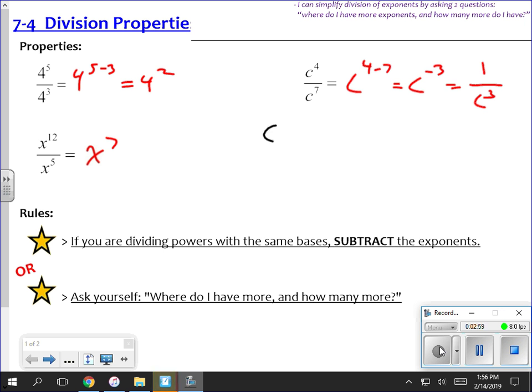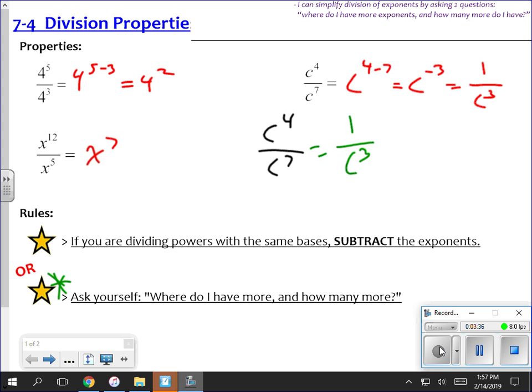The other possibility, and this comes from this down here, is just subtract and put your answer where the larger exponent is to begin with. What's bigger, c to the 4th or c to the 7th? C to the 7th. So I still subtract 7 minus 4. 7 minus 4 is 3, but because my bigger one's in the bottom, that's where my answer would be. So you have a choice. You can do it either way.